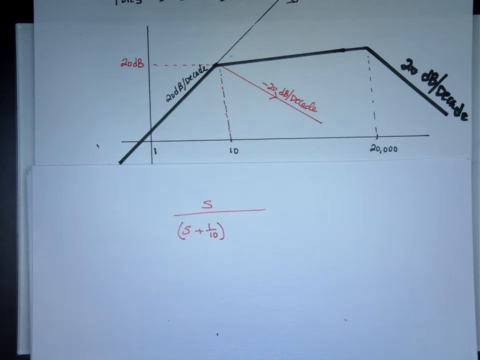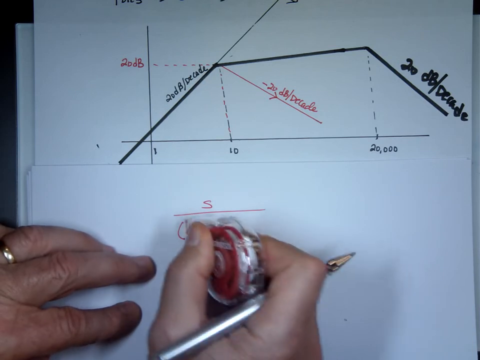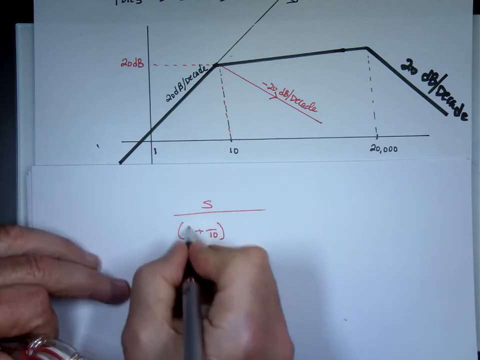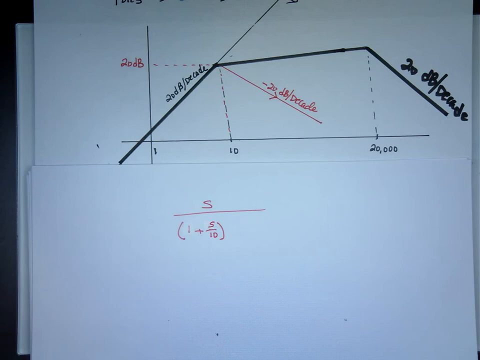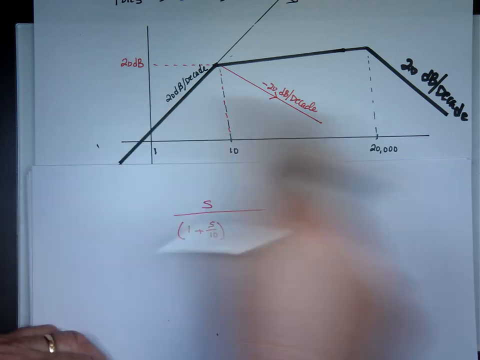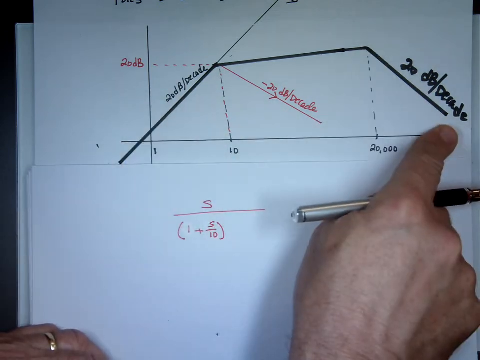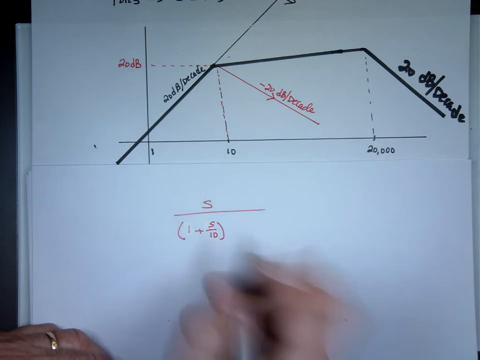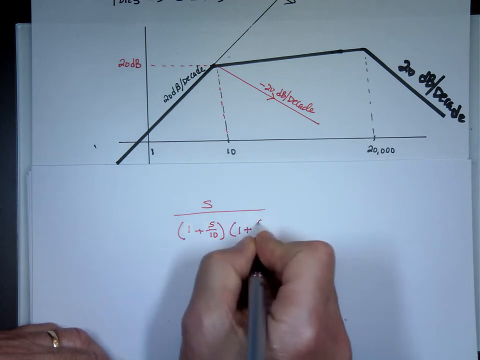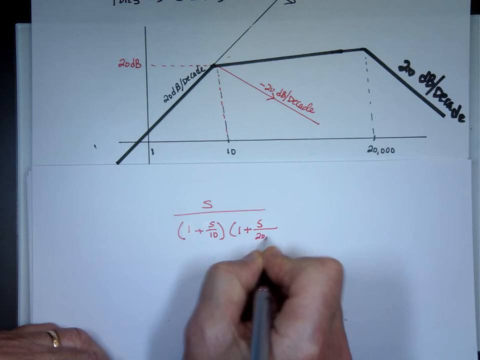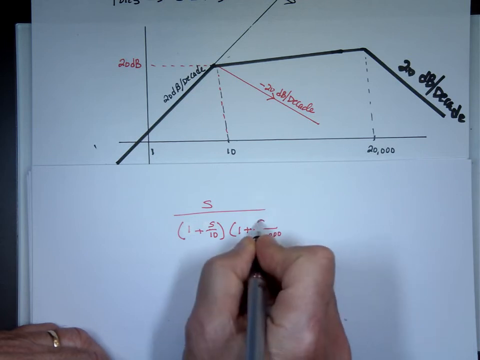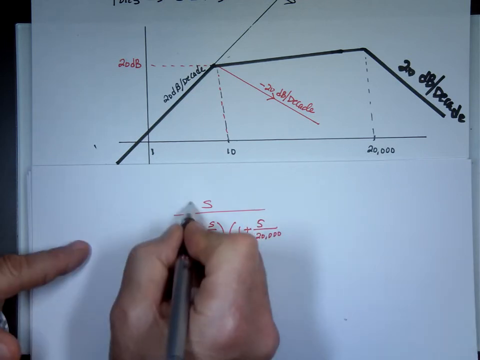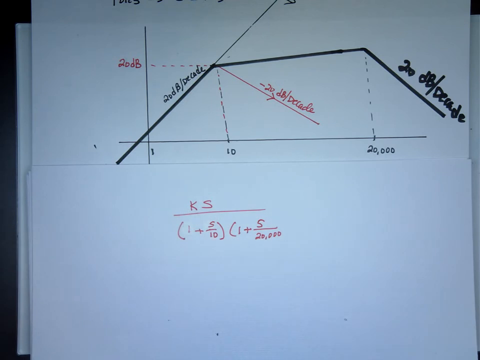I mean, 1 plus S over 10. I said it backward. It must be another pole where? Because it started to go down here at 20,000. S over 20,000 here, not a 5. And there's some constant in the front. I don't know what the value of the constant is. That's what my expression is. Just by looking at the picture, I can get you the expression.